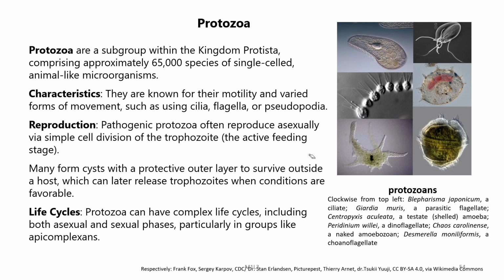Protozoa can have complex life cycles, including both asexual and sexual phases, particularly in groups like Apicomplexans. So, here you can see various protozoans. Clockwise from top left you can see Blepharisma japonicum, which is a ciliate, then Giardia muris, a parasitic flagellate, then Centropyxis aculeata, a testate or shelled amoeba, then Peridinium willei, a dinoflagellate, then Chaos carolinensis, a naked amoebozoan.